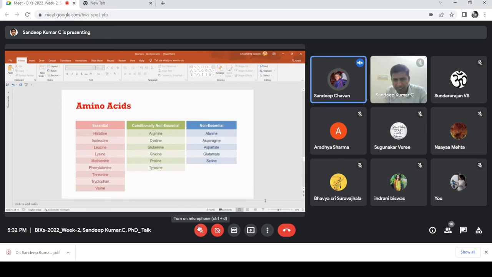The next set of biomolecules are amino acids. These amino acids are classified into three types: essential, conditionally non-essential and non-essential. Essential means we are unable to synthesize them in the body, so we need them from our normal food source. Conditionally non-essential means they are sometimes required and sometimes may not be required, so depending upon the context, they may be needed from the outside. Non-essential are the amino acids which we are capable of synthesizing.